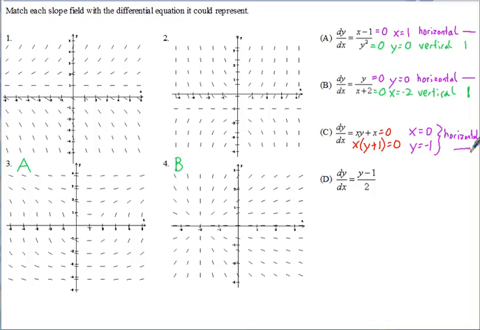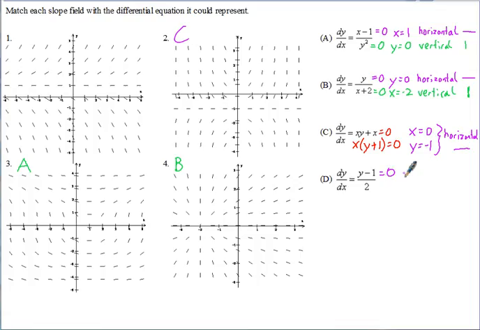So when x is 0, right here, and when y is -1. X is 0, horizontal, and y is -1, okay, horizontal, so that is C. And so the one last one, process of elimination, we know let's match up with that one, but let's see why.